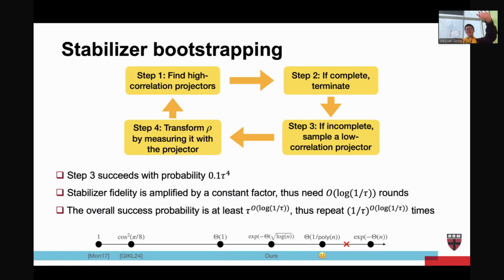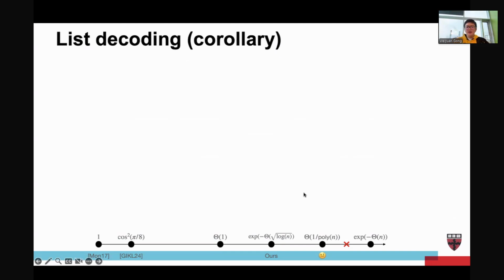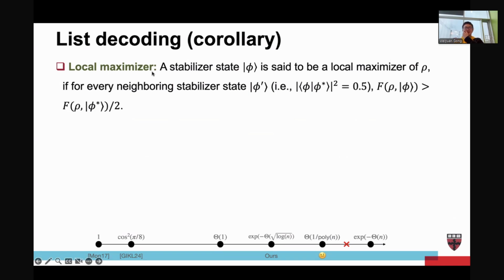Okay, this is a proof of the main theorem, and there's a byproduct of this main theorem. The byproduct is called list decoding, which means our algorithm can also output all the stabilizer states phi that are close enough in stabilizer fidelity. Formally speaking, we first introduce a definition, the local maximizer.